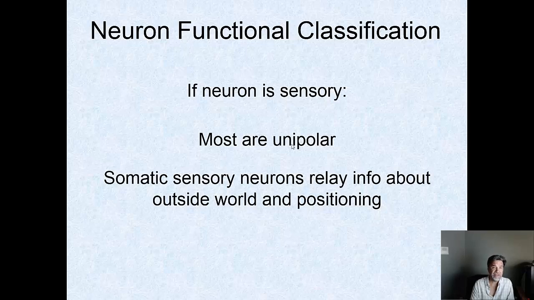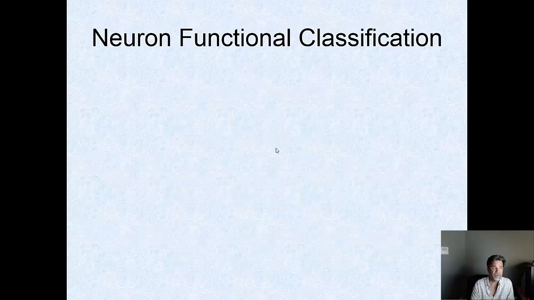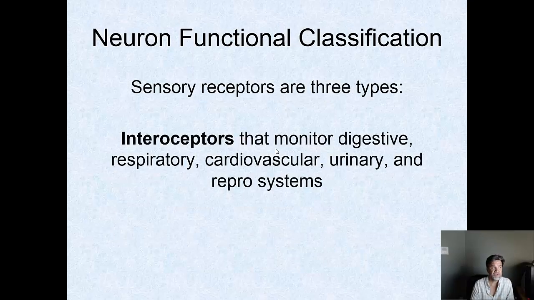If a neuron is sensory, then we're talking about it, most of them being unipolar type. And if it's somatic, it most certainly is unipolar. And this is going to relay the information from the outside world. Now, if we're talking about visceral sensory neurons, they may be either unipolar or bipolar, depending on what the exact function is.